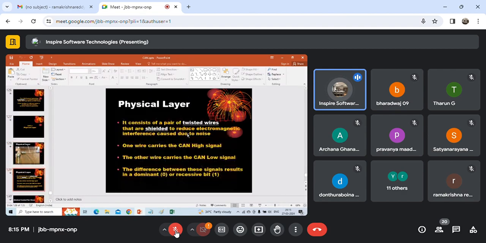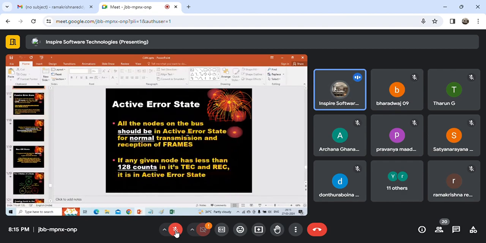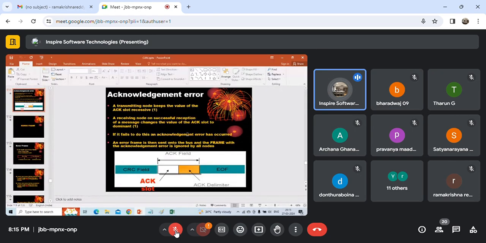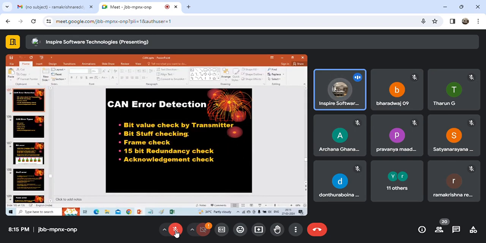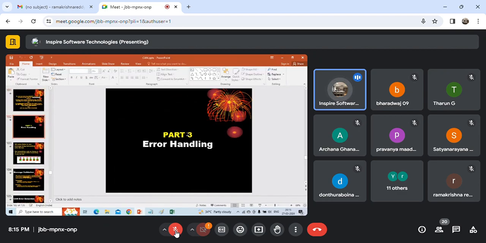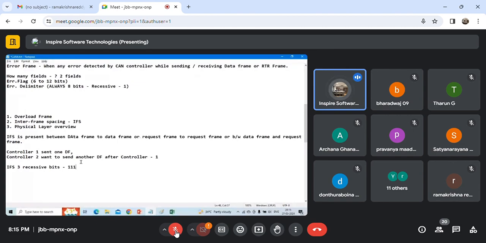So generally that is what it is. Interframe spacing will be done between the two data frames, data frame or remote frame. Guys, is it clear? Interframe spacing: between two messages you need some gap between frame to frame so that the receiver will be ready to receive the next one. So that is your interframe spacing. Any doubts in interframe spacing?